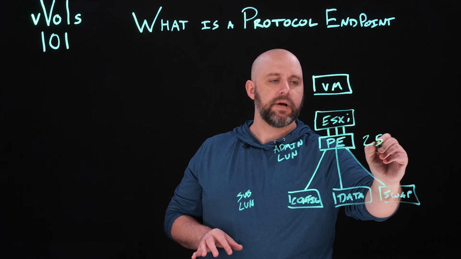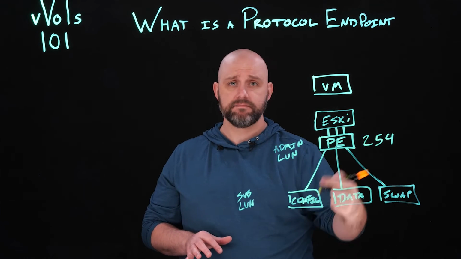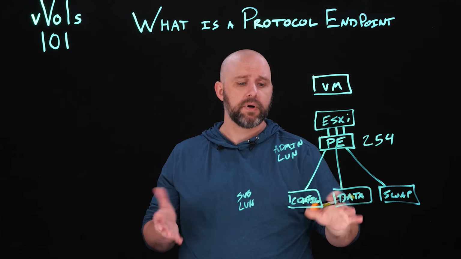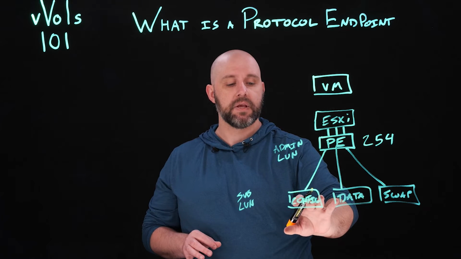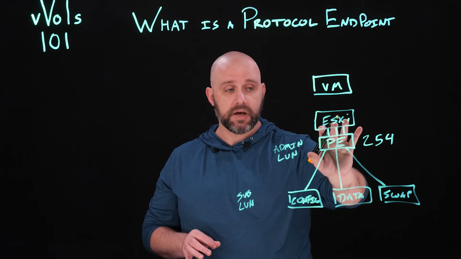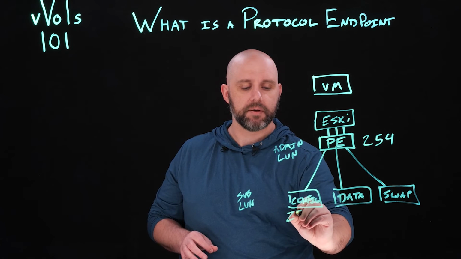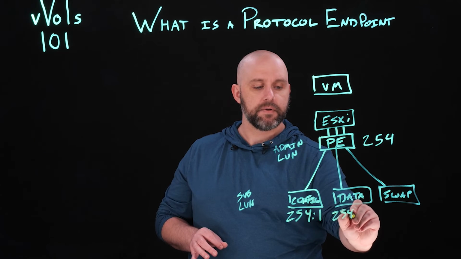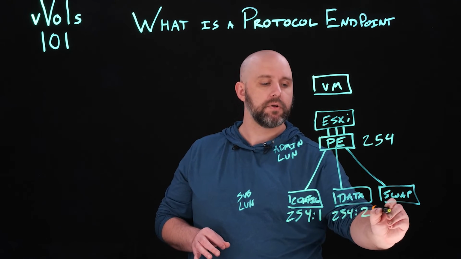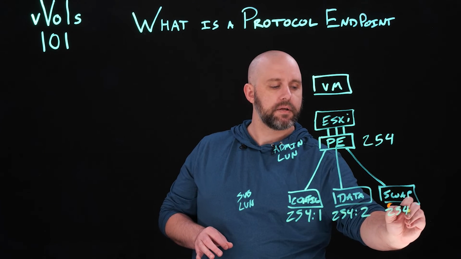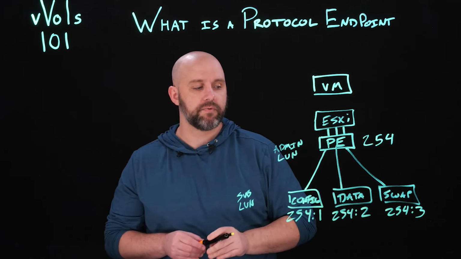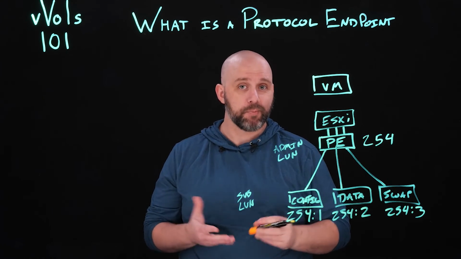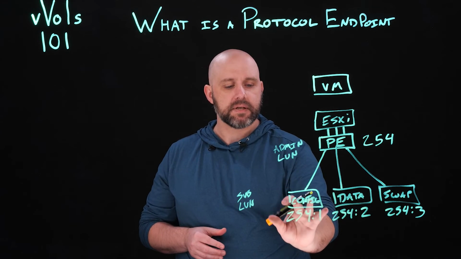The way this would look is if you had that protocol endpoint connected to the ESXi host, say LUN 254. Well, when ESXi issues a bind request to the VASA provider, it's wanting to connect the vVol to that host. And so it would connect through the protocol endpoint, and it would look something like 254:1. And then when it connects the data vVol, it would look something like 254:2. And when the swap's created and connected, it would look something like 254:3.